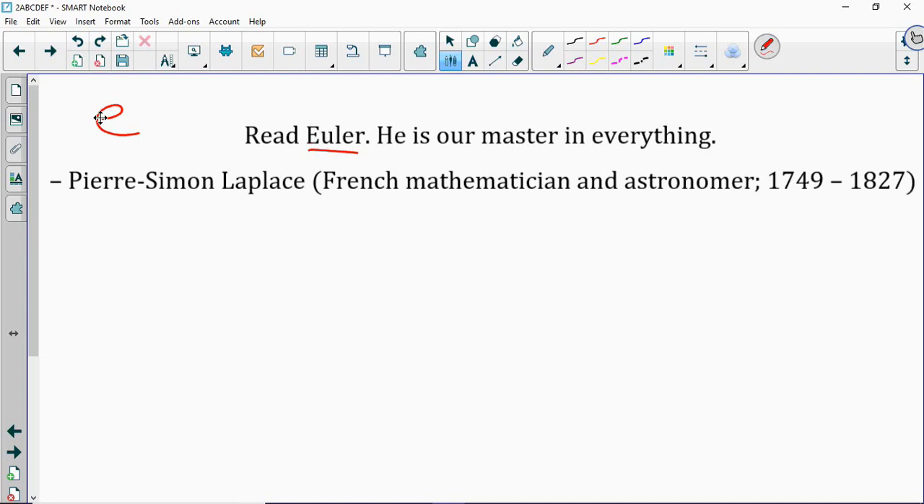I know this is confusing to some people because we have this other famous mathematician named Euclid. This is coming from Greek, which I don't know how to pronounce Greek, but I assume it's something along the lines of how we say it in English, Euclid. However, this name is coming from German, so that is pronounced Euler.